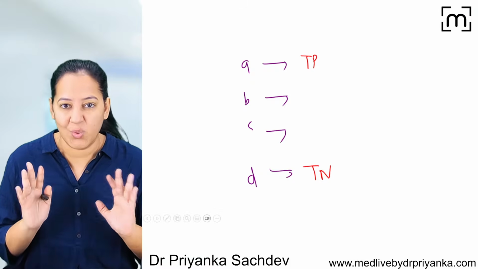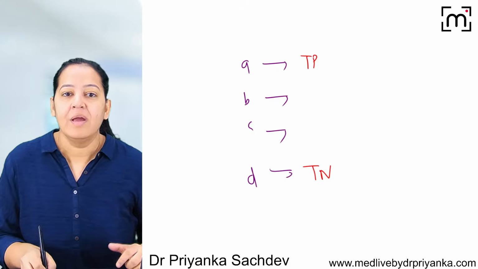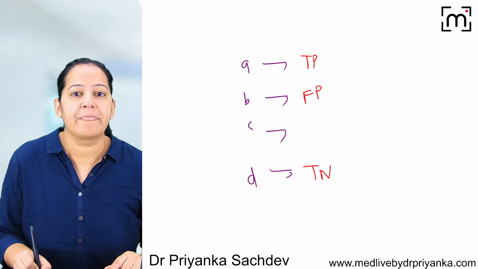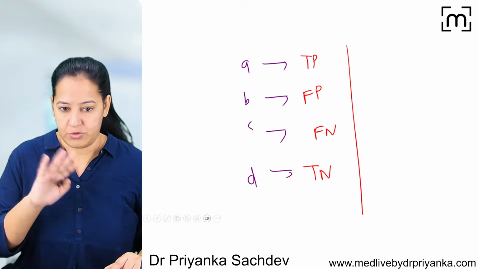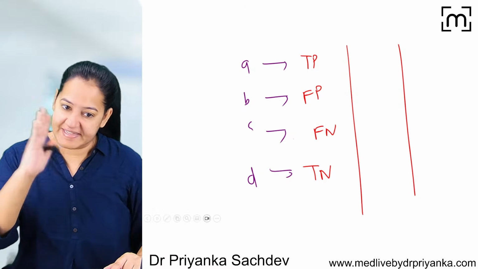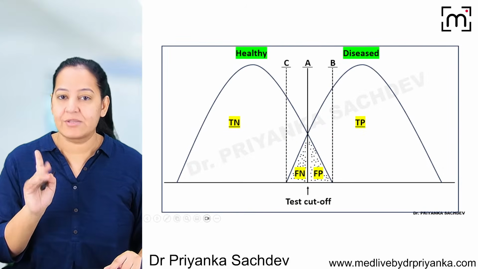And you can understand also. Don't learn, don't mug up. Understand also. B is false positive, C is false negative. You can make it out based on the disease and the test results. I hope it's crystal clear.